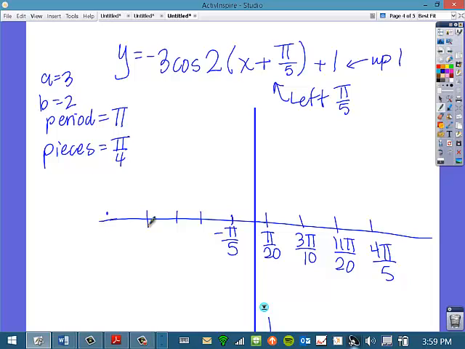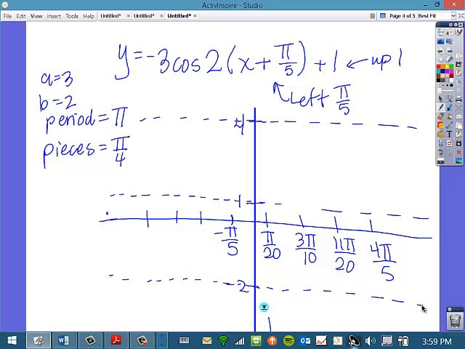Okay, our amplitude is 3, but we shifted it up 1, so the max is 4, the min is negative 2, and the middle is 1. So we're going to start at negative pi over 5, and this is cosine, but it's negative. Our leading coefficient is negative, so we're going to make a frown. We're going to start at the bottom, then middle, then top, middle, then bottom. There you go.